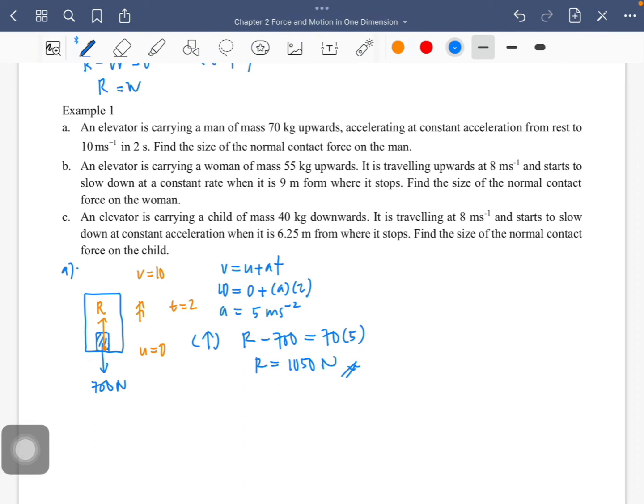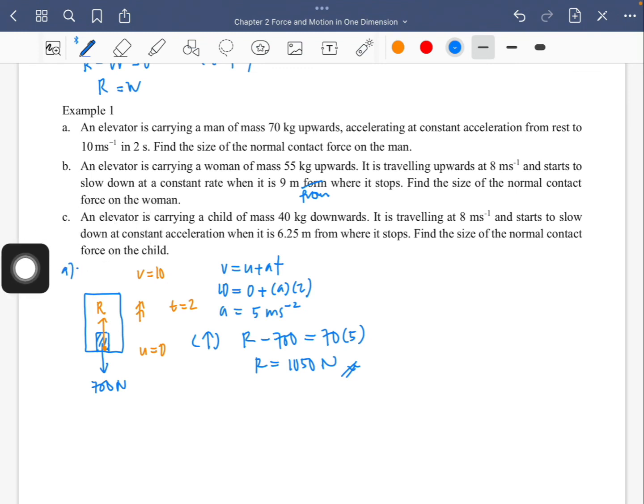For question B, we have an elevator carrying a woman of mass 55 kg upward. It is traveling up at 8 meter per second and starts to slow down at a constant rate when it is 9 meter from where it stops. Find the size of the normal contact force on the woman.